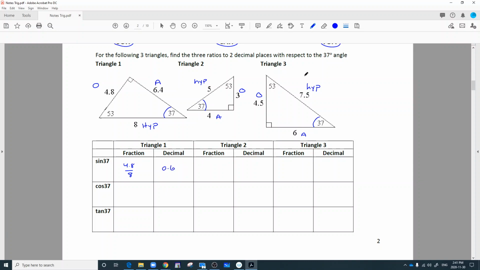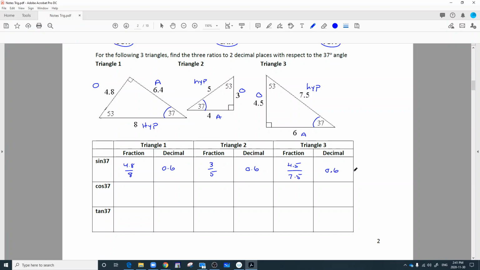Then I want to move on to triangle 2. For triangle 2, we're still talking about sine of 37. So it's again opposite to hypotenuse. So it's 3 to 5. And again, to get the decimal, you do 3 divided by 5 and you get 0.6. Huh, it's the same. Let's do triangle 3. Opposite is 4.5. Hypotenuse is 7.5. If I do that as a decimal, 4.5 divided by 7.5, I get 0.6.